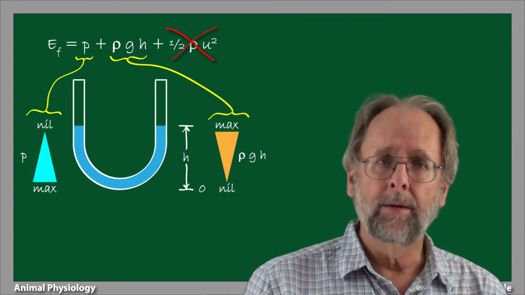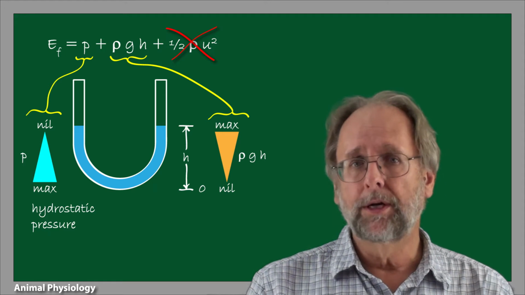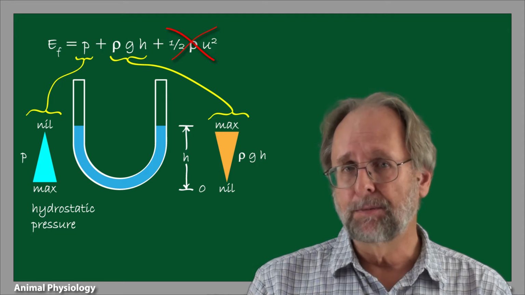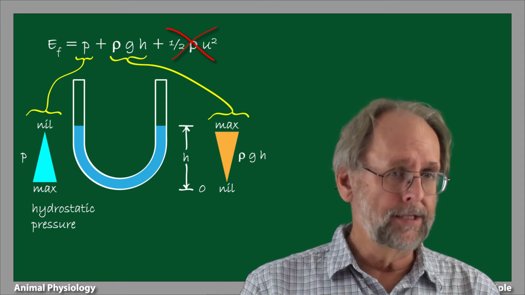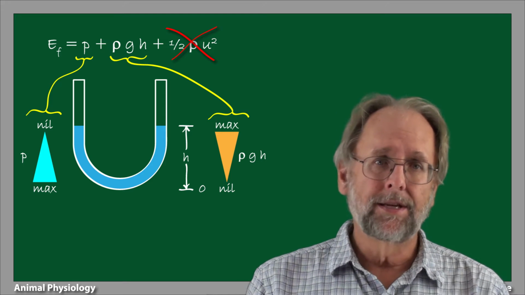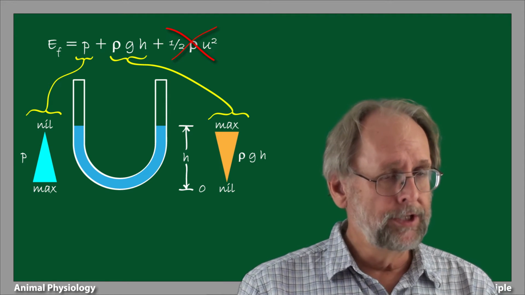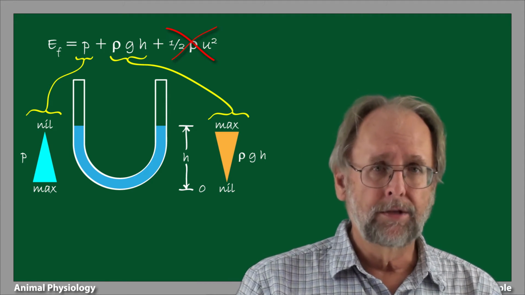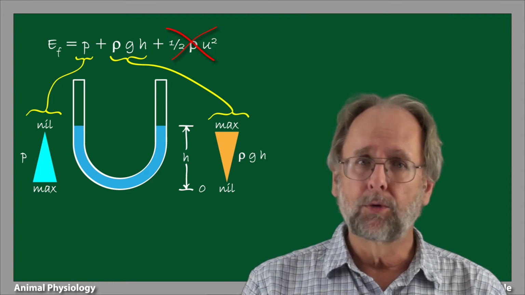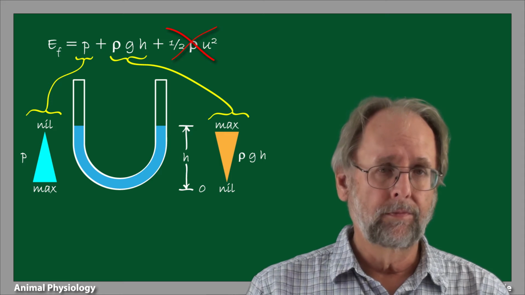Just as a point of vocabulary, this particular kind of pressure is known as a hydrostatic pressure because it applies specifically to liquids at rest. What Bernoulli's law is telling us is that the sum of the hydrostatic pressure and the gravitational energy density must everywhere and always add up to a constant value.